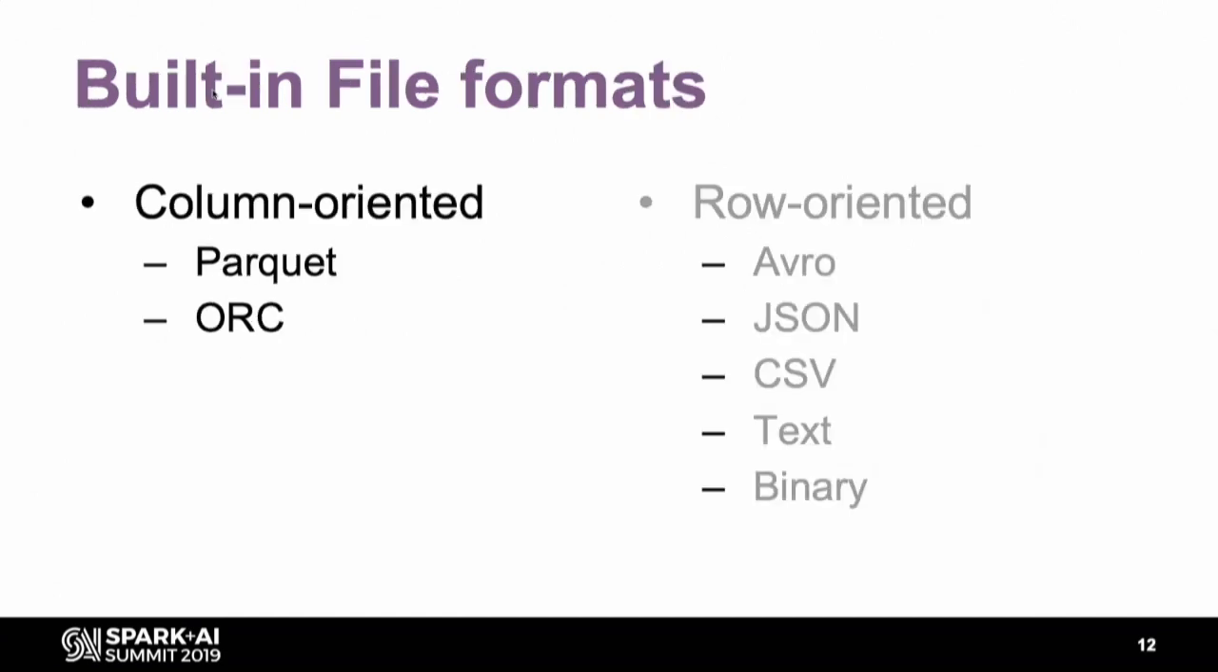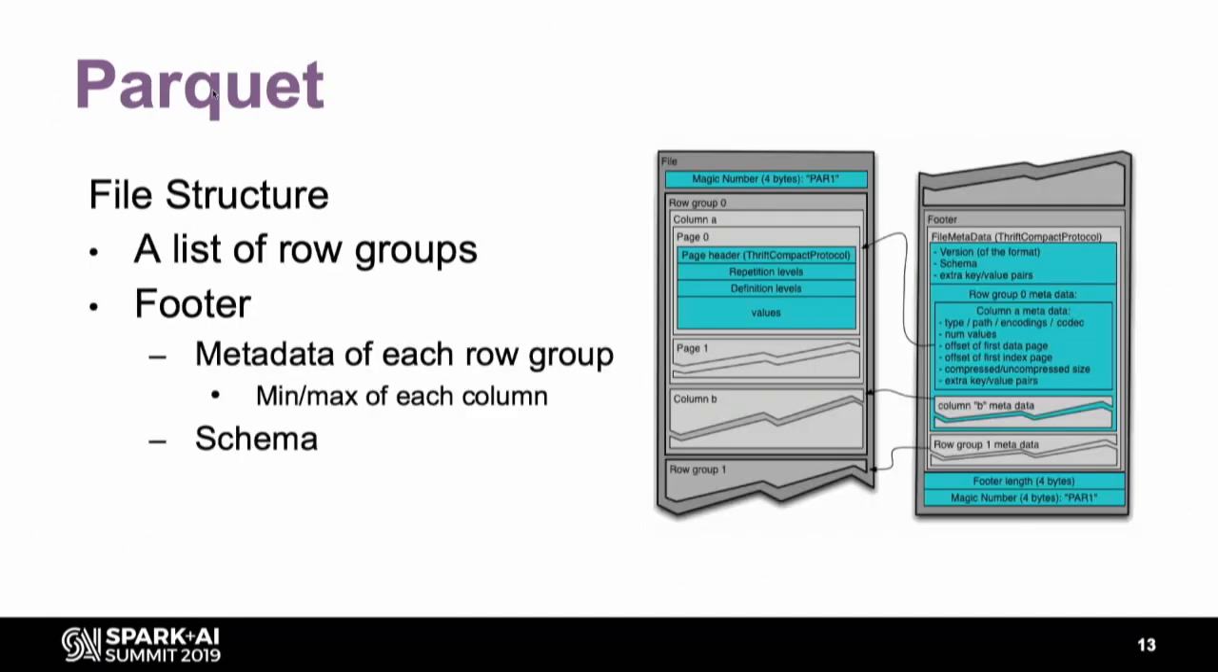Next, I will introduce the file formats one by one, starting from the columnar format. From the top level, a Parquet file consists of one or more row groups. At the end of a Parquet file, there is a footer containing the metadata for each row group. The metadata of a row group contains the minimal and max value of each column, which can be used for filtering row groups on reading.